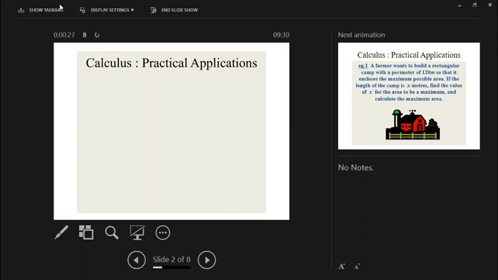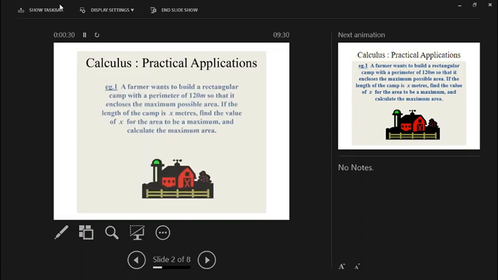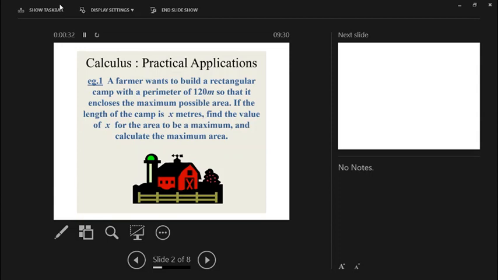Okay, so they say a farmer wants to build a rectangular camp with a perimeter of 120 meters so that it encloses a maximum possible area. Now this is a weird concept to wrap your head around.